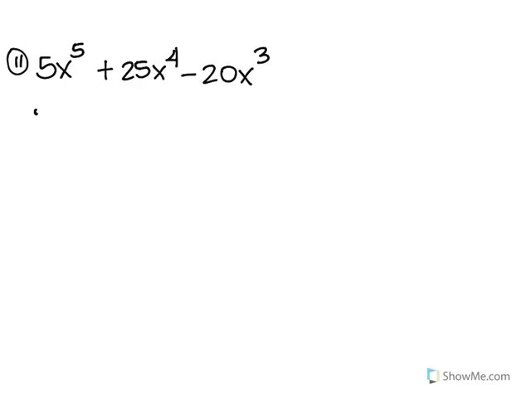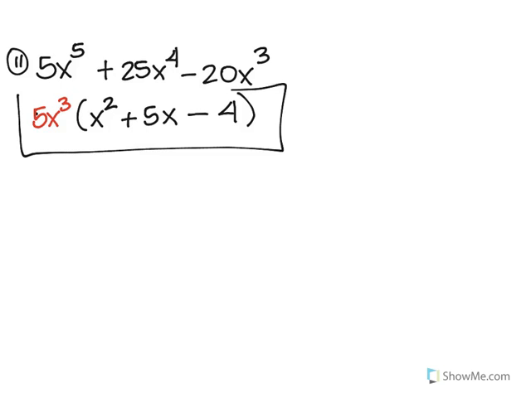Five x to the 3rd? That sounds great. In parentheses, let's write what's left over off the first term. What did we get? x squared, good, plus 5x, good, minus 4. Very good. Okay, sit down.